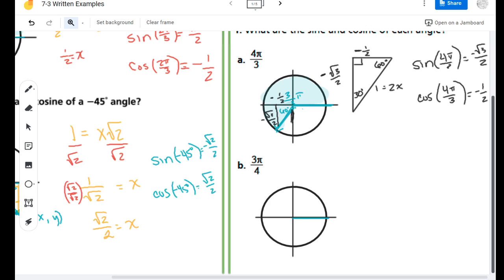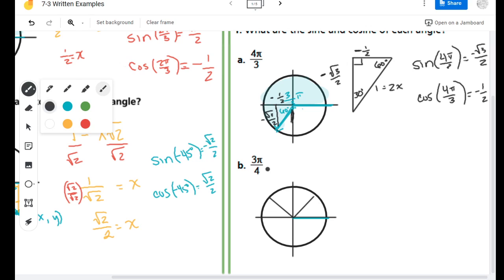Alrighty, so now let's look at this one. So 3 pi over 4, that means that I'm taking a pi and cutting it into fourths. So I'm taking this top pi, cutting those halves into fourths. Okay? Now if I want 3/4 of that, here's 1/4, 2/4, 3/4. So here is my reference angle.